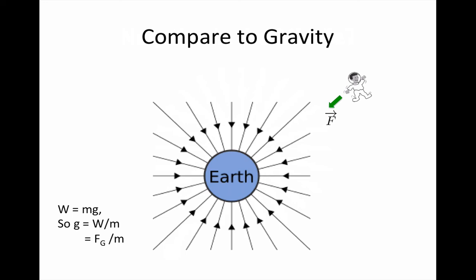Now we can compare this electric field to the gravitational field around the Earth. We know that the force on any mass is its weight, W, which equals mg. And g is 9.8 near the surface, but it decreases as you move out from the Earth. g is acceleration due to gravity, but you can also call it gravitational field strength, because g, which is W over m, is the gravitational force per unit of mass, and it's a measure of the field strength at any point near the Earth.